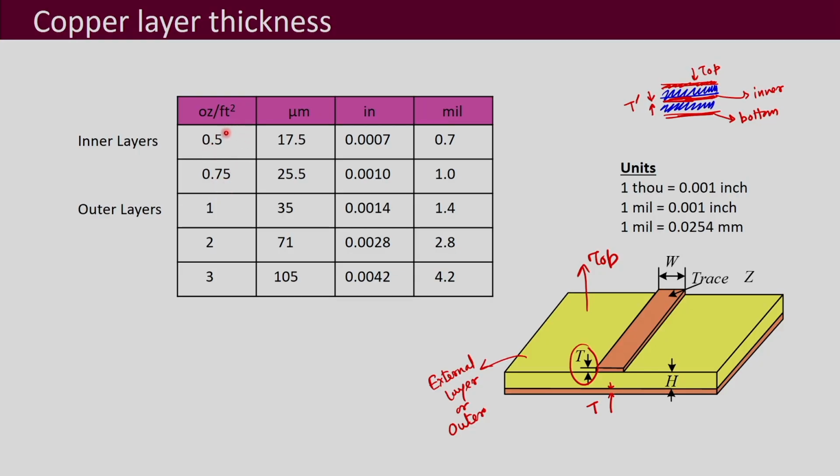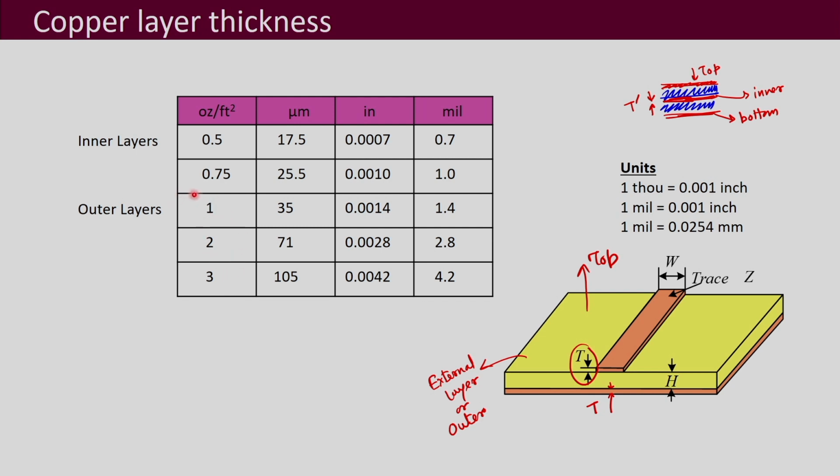So, when you want to get a PCB designed or made by one of the PCB manufacturers, you have to tell the thickness that you want, whether you want 1 ounce or 0.5 ounce or 2 ounce, 3 ounce, how much you want. For inner layers usually lesser thicknesses are used, so 0.5 and 0.75 are usually used. For outer layers 1, 2 or 3 ounces is what is commonly used.